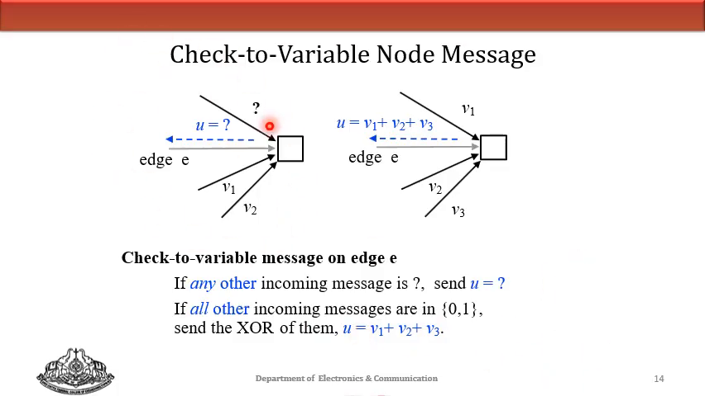You can see from this partial graph, in the first case, if any other incoming message is an erasure, the check node will send the message as erasure only. If all the other edges have values, then the check node to variable message will be the sum of all other values received. So you have to remember the check to variable message on each edge and the variable to check message on each edge.